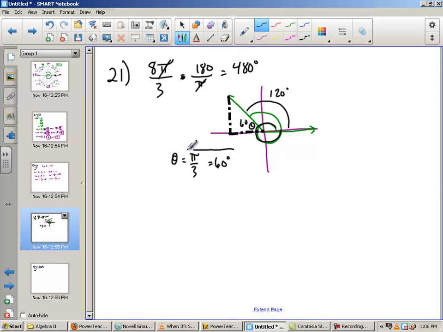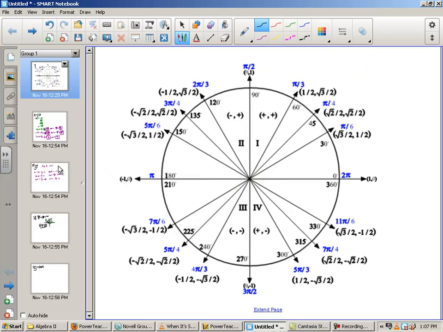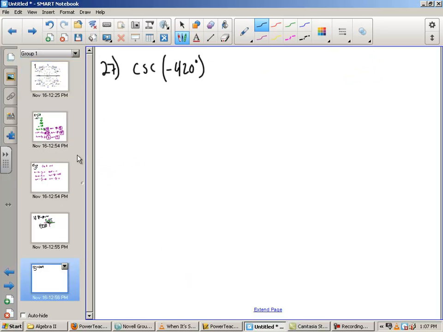Now, if you look at your unit circle, let's see if pi thirds and 60 degrees are really the same thing. 60 degrees, pi thirds. That is the amount of angle that I have left over from here. So this would be pi thirds, or 60 degrees. All right, so let's just real quickly get rid of all that stuff. And we're going to go back and finish the last one.